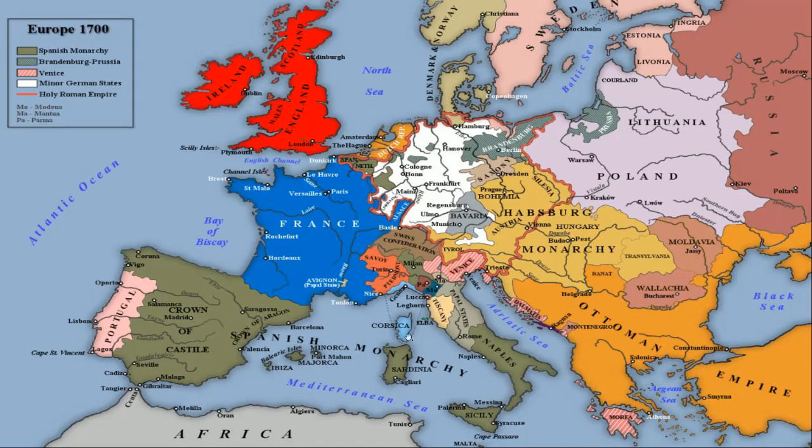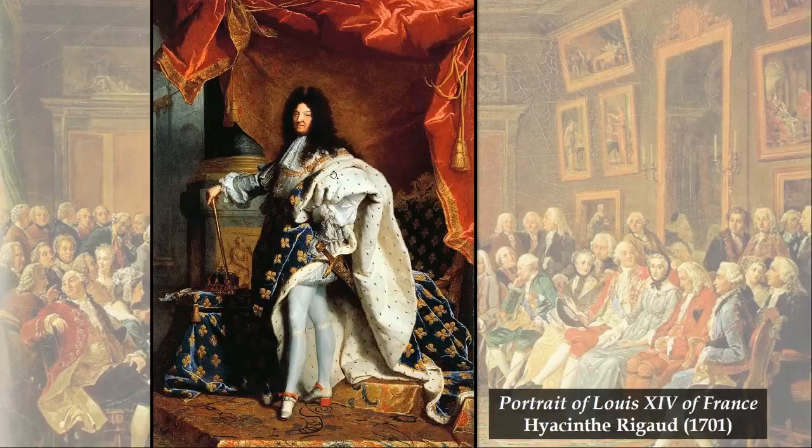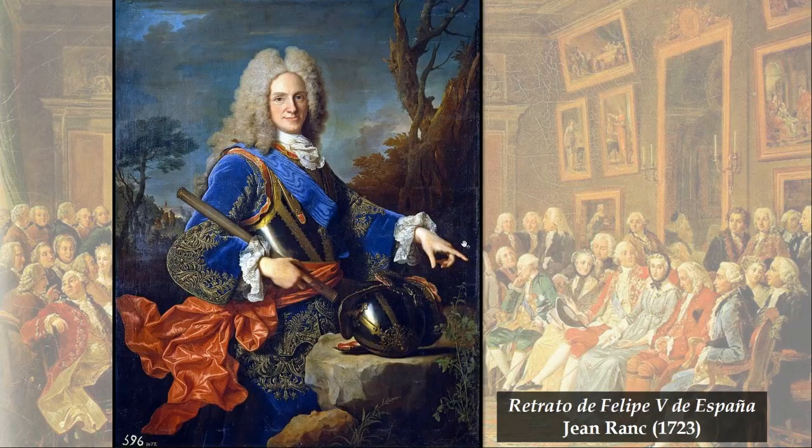Here you can see the map of Europe in the year 1700, and as you can see there are a lot of monarchies, but some of them were not monarchies, or they were not absolute monarchies. The two most important exceptions were the Dutch Republic and the English Kingdom. The most famous absolute monarch was Louis XIV of France, but we have other examples, like in Spain with Felipe V.